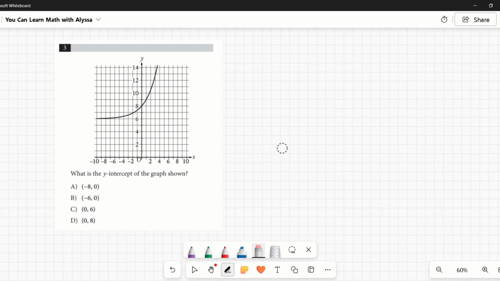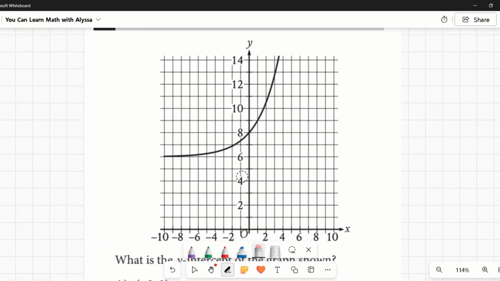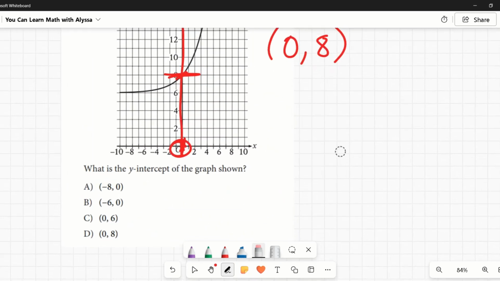Number 3, what is the y-intercept of the graph shown? The y-intercept is where a graph crosses the y-axis, so we just need to be careful that we're looking at the right place. This is the y-axis, and it is even labeled at the top, which is nice of them. But that spot right there is the y-intercept. It is always when x is equal to 0, and then it's 0, 8. When we write things as an ordered pair, the x always comes first, just like in the alphabet, x then y. So 0, 8 is my y-intercept, and there it is.